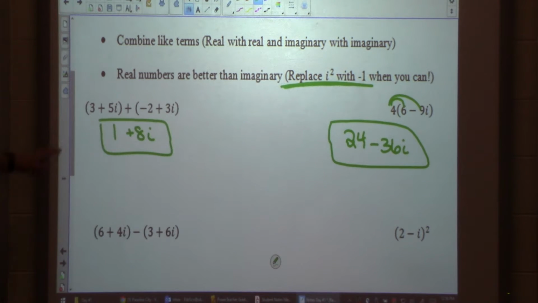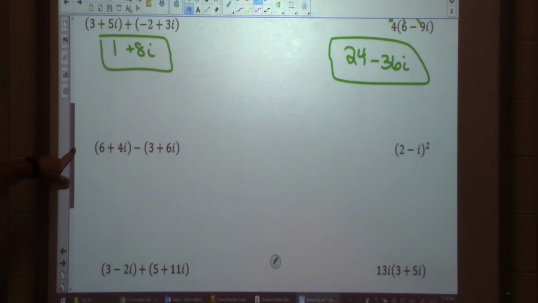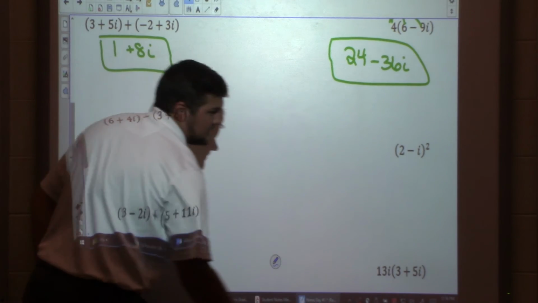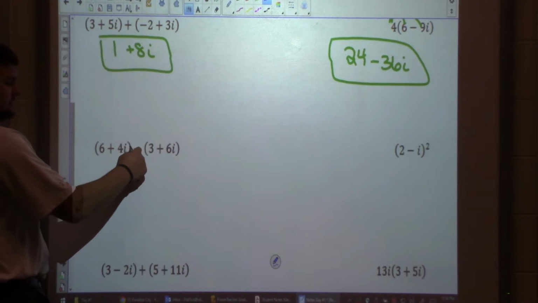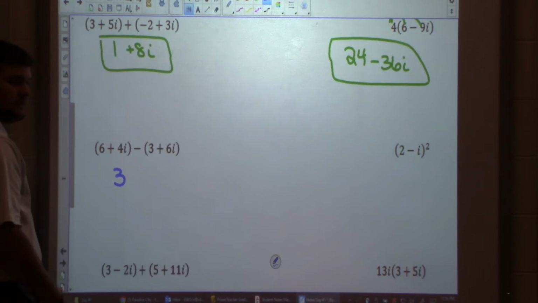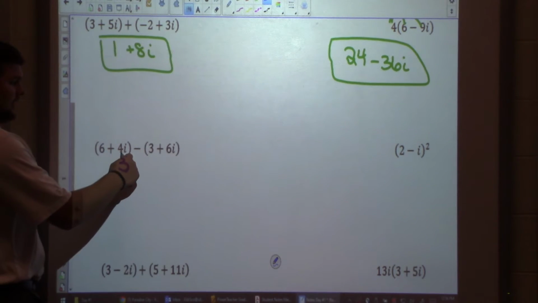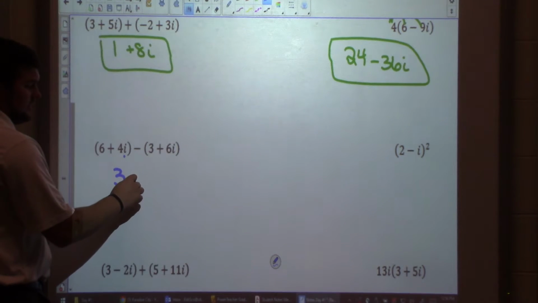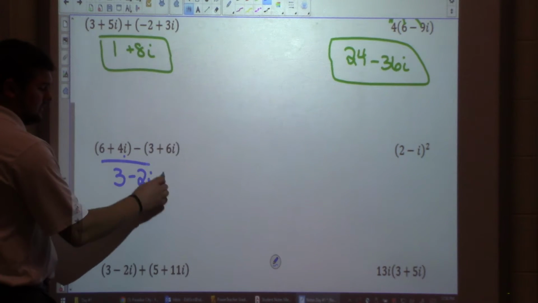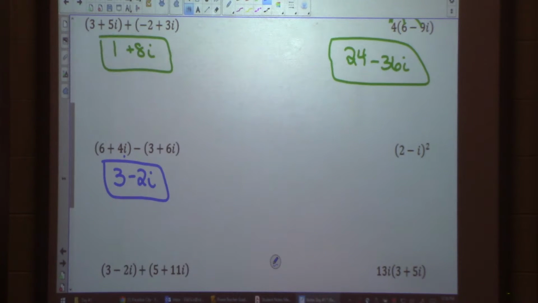What about the third one? 6 plus 4i minus 3 plus 6i. We're just combining like terms again, right? Real minus real, imaginary minus imaginary. 6 minus 3 will give me 3. 4i minus 6i will give me negative 2i. My final answer.